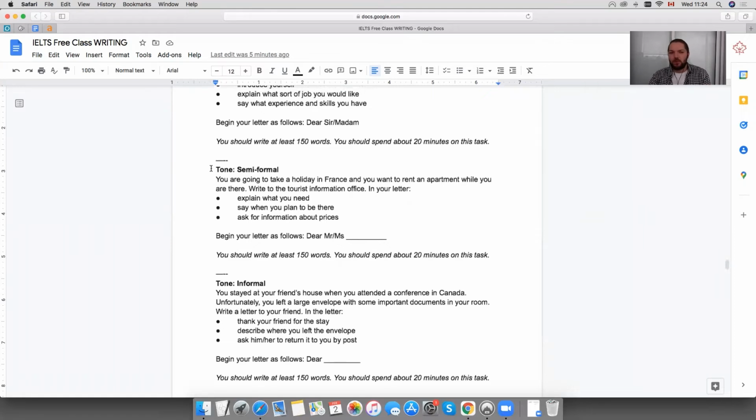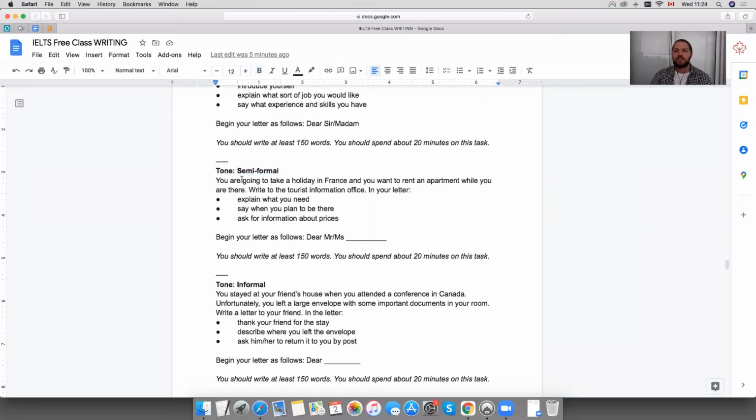But now we have a space in between. So a semi-formal tone is, I have a nice tip here about semi-formal. Let's look at the question first though. You're going to take a holiday in France and you want to rent an apartment while you are there. Write to the tourist information officer and then satisfy the question. So in this case, it's semi-formal because you are a paying customer. In situations where you're a paying customer, we can consider this as a transaction. They do something for you, you do something for them. So that's a semi-formal kind of thing.